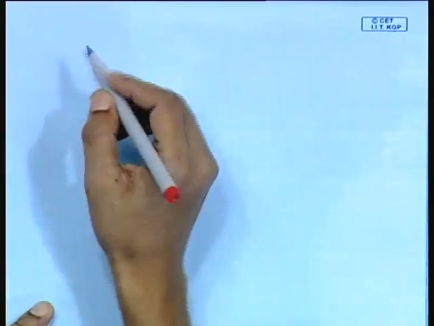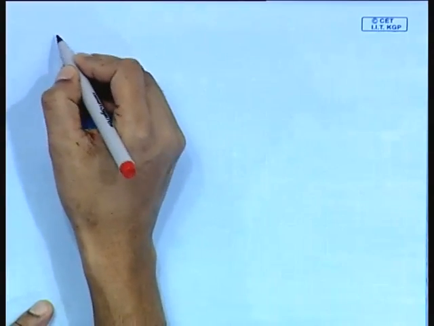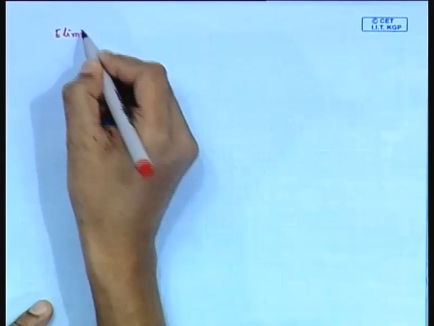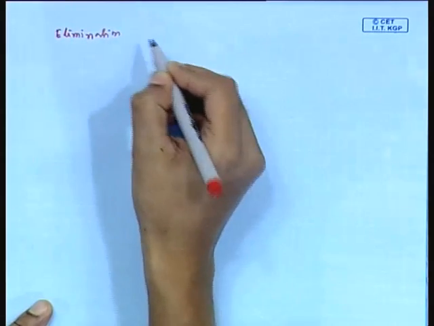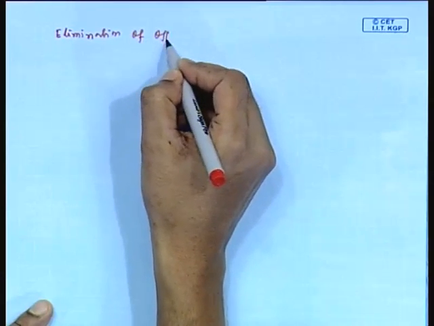Fine. Now, today we will study the elimination of offset by PI controller. How the PI controller eliminates the offset, that we want to observe. Now, we will discuss the elimination of offset.